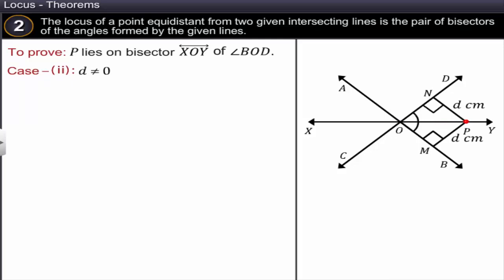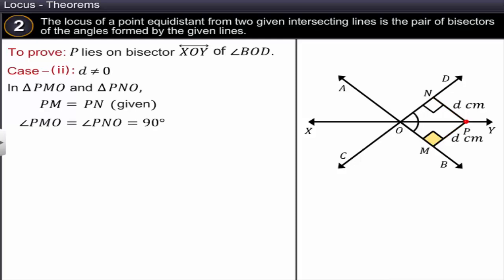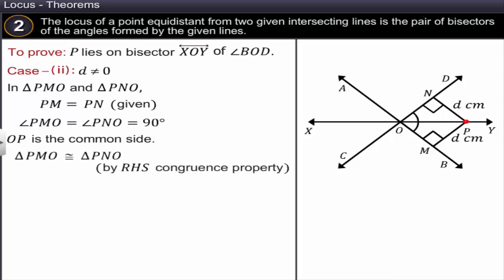In this case, let's consider two triangles PMO and PNO. We are given that PM is equal to PN. We are also given that angle PMO is equal to angle PNO is equal to 90 degrees. Here OP is the common side of triangles PMO and PNO. Therefore, by the right-angle-hypotenuse-side congruency property, triangle PMO is congruent to triangle PNO.